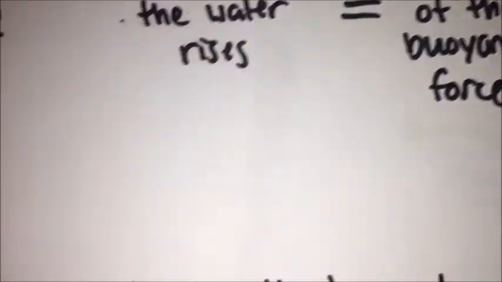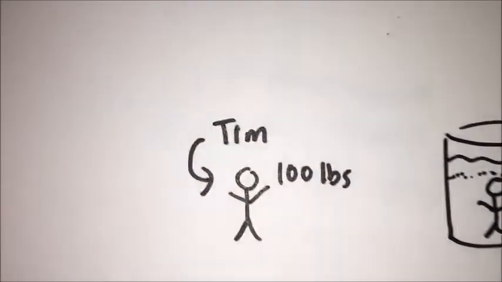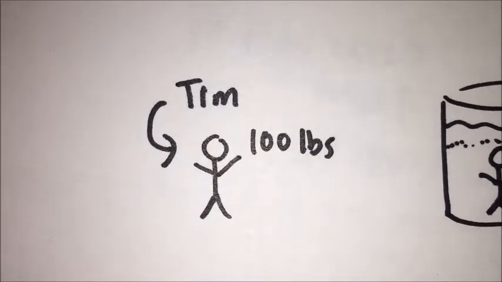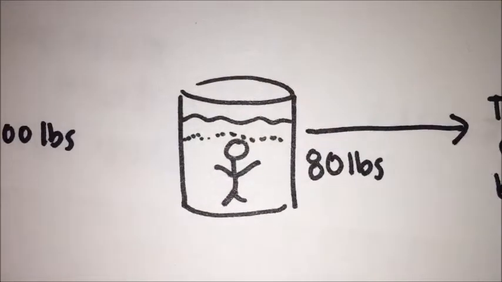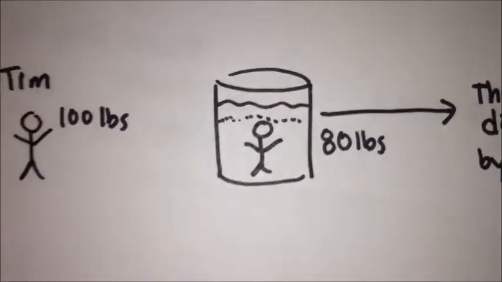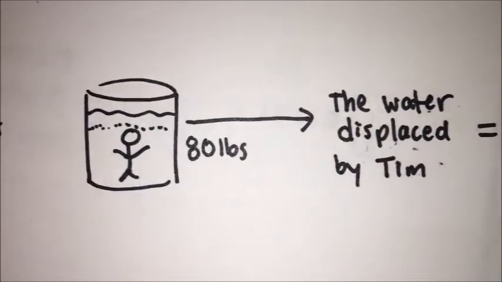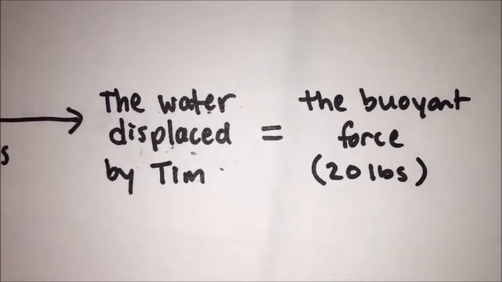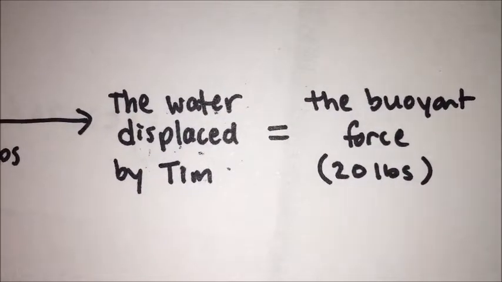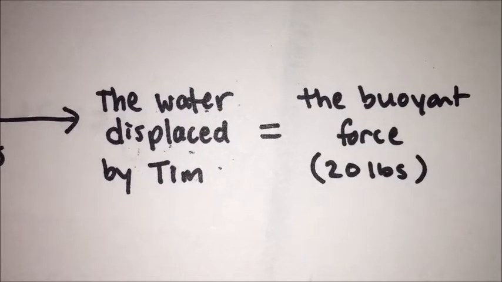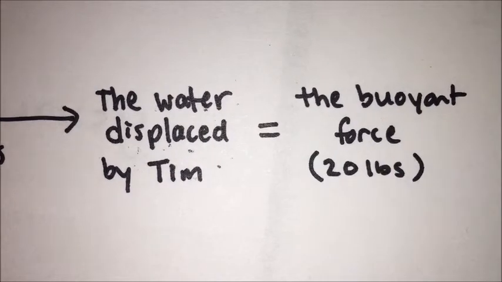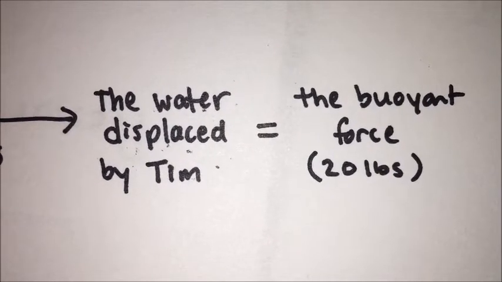Take a look at this example. If we have a guy who weighs 100 pounds, we'll call him Tim. When he's in water, he weighs 80 pounds. So a change in 20 pounds. Now that change in 20 pounds is equal to the water that spills out of the cup or out of the tub because of Tim. Again, this is what we call Archimedes' principle.